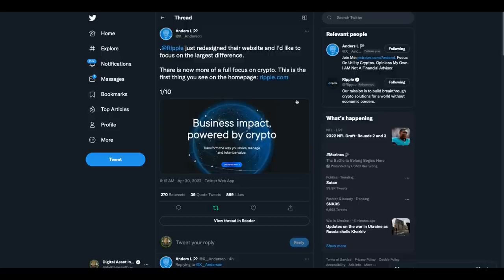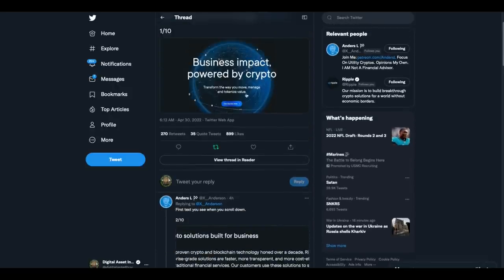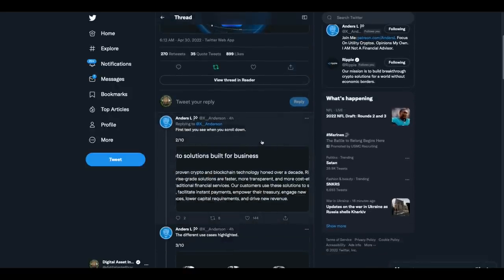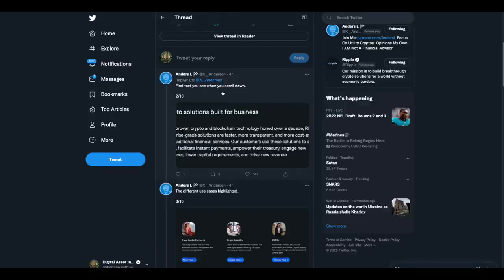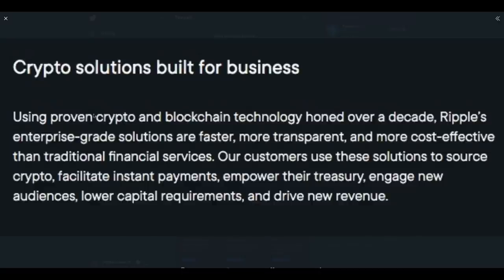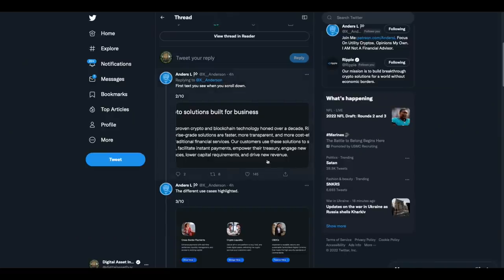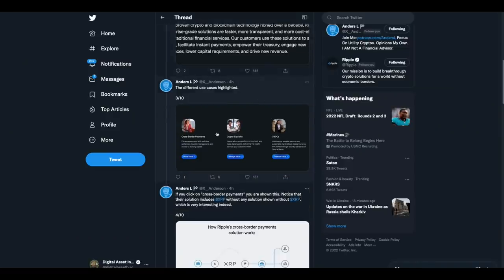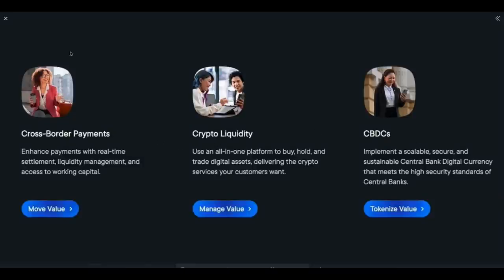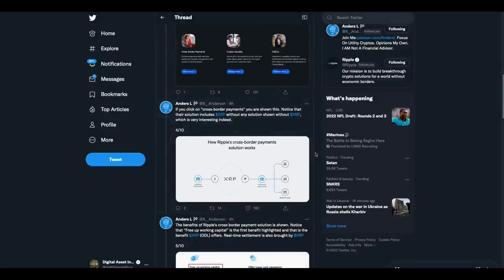Ripple just redesigned their website, and I'd like to focus on the largest difference. There's now more of a full focus on crypto. This is the first thing you see on the homepage: Powered by crypto. First text you see when you scroll down is crypto solutions built for business. And then it goes down the different use cases highlighted: cross-border, crypto liquidity, CBDC. If you click on cross-border payments, you are shown this. Notice that their solution includes XRP without any solution shown about XRP, which is very interesting indeed.